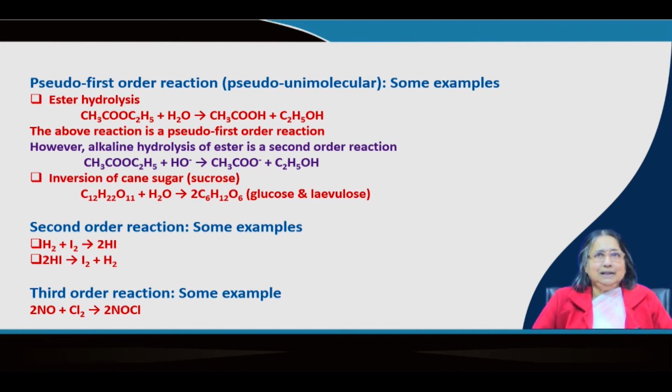But the same reaction can be made a second order reaction if some alkali is present. Here there is no alkali, but it can be made alkaline hydrolysis. It is the same material, also an ester, but hydrolysis is done in the presence of alkali. In that case, alkali is taking part. Water is in excess, but alkali is present in low concentration. This is some type of catalyst, alkaline hydrolysis. Then this reaction is no more a pseudo first order reaction. In this case, it is a second order reaction.